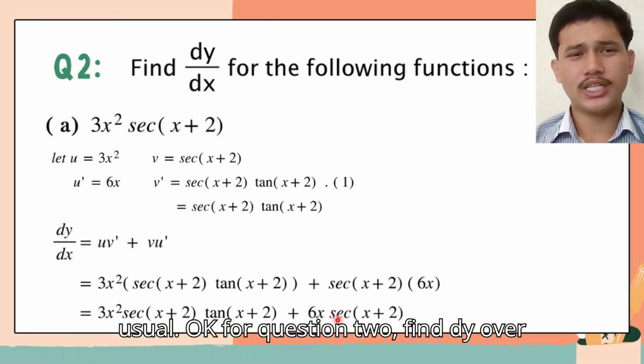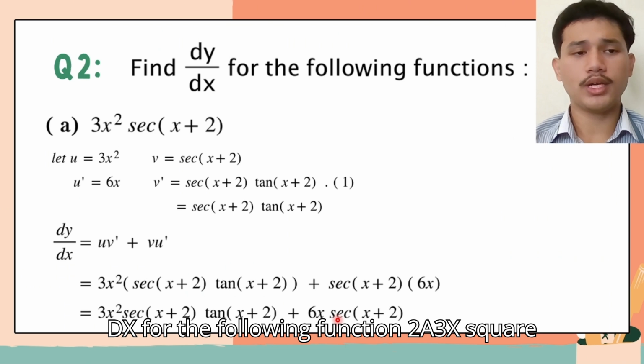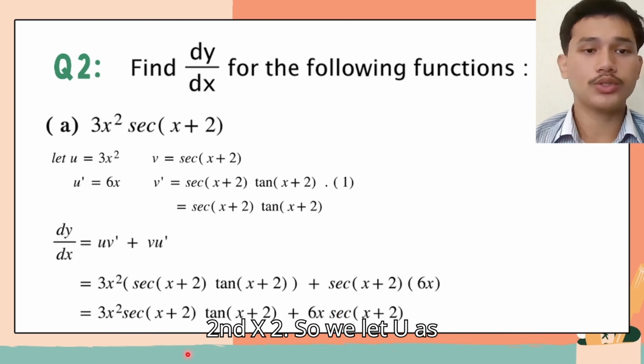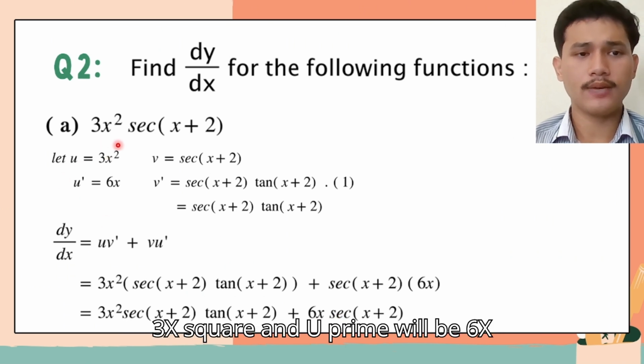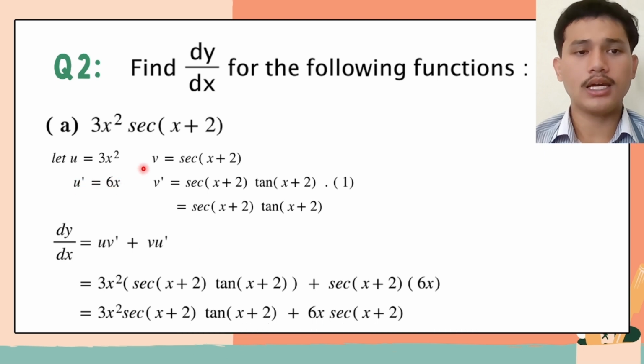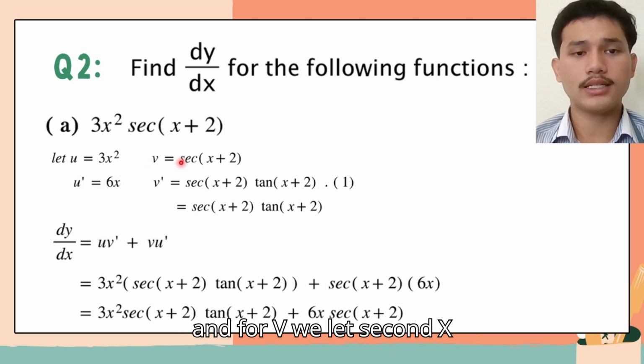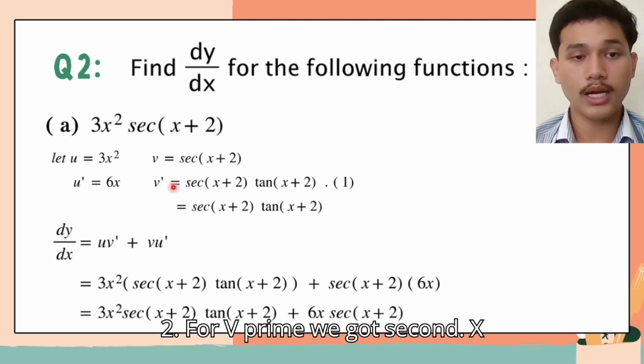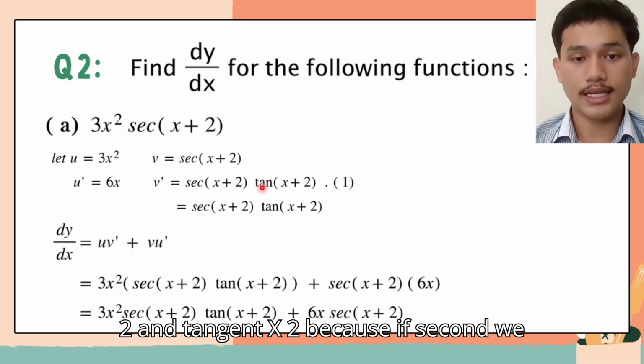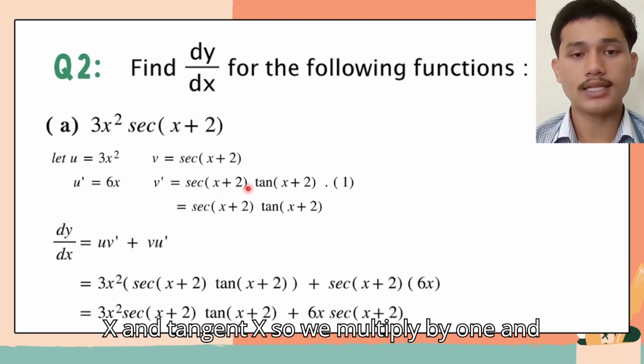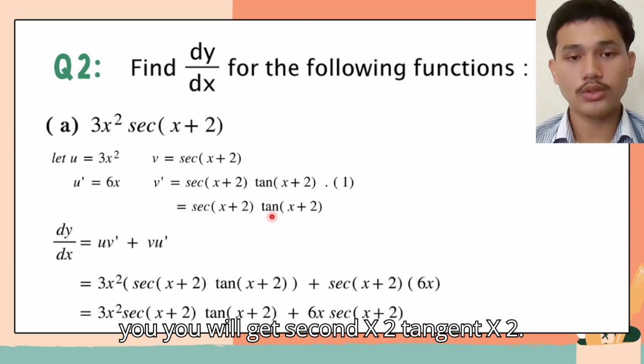Okay, next, question 2: find dy over dx for the following functions. 2a, 3x squared sec x plus 2. We let u as 3x squared and u prime will be 6x. For v, we let sec x plus 2. For v prime, we get sec x plus 2 tan x plus 2, because if we differentiate sec, we get sec x and tan x. So we multiply by 1 and you will get sec x plus 2 tan x plus 2.